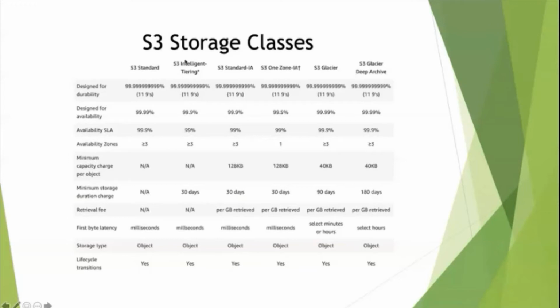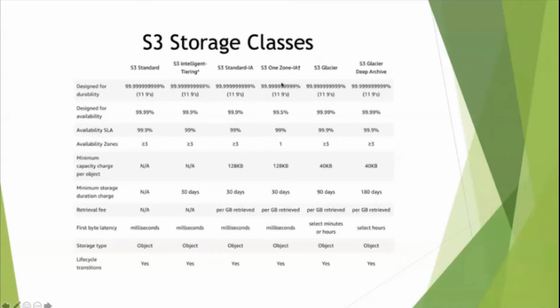So if you're using S3 Intelligent Tiering, it automatically transitions your object from S3 Standard to IA to Glacier Deep Archive based on how frequently you access that data. Okay, so it does the transition automatically for you. That storage class is called S3 Intelligent Tiering because it uses an ML algorithm in the background to do that, a machine learning algorithm.